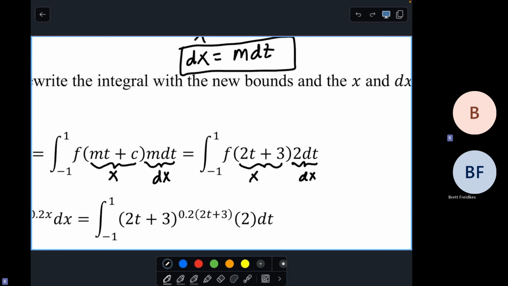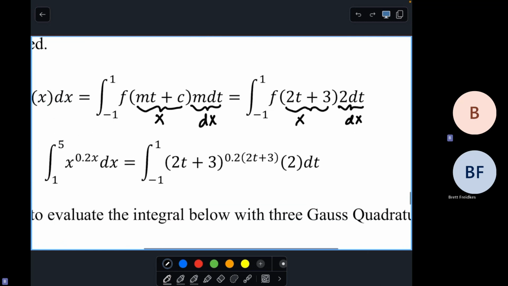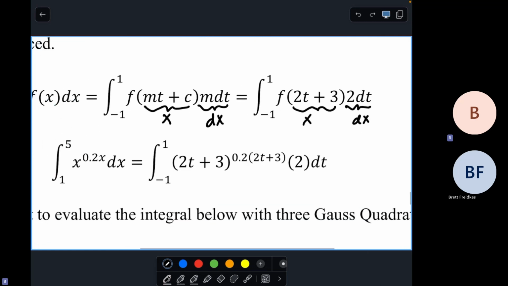Cool. So at this point, what we'll do is that instead of using x, we will plug in what x is and change our main variable to t. So this was x, 2t plus 3. This integral is 0.2 times x. This is x. And then this was the m dt. You see that?